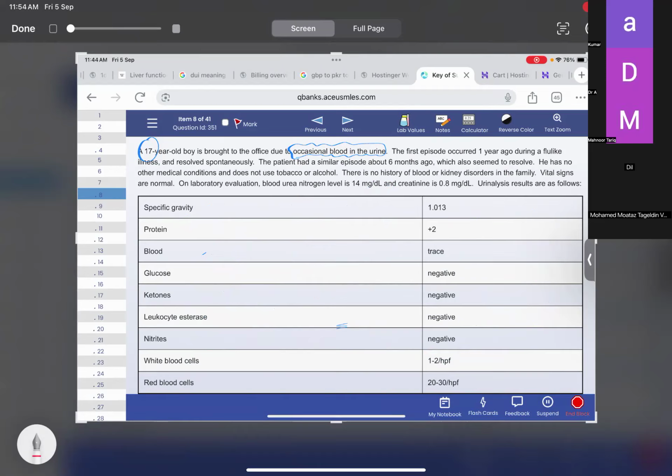We were going through the urinalysis. He is a 17-year-old and he had nephritic range of proteinuria, okay? And the other important thing in IgA nephropathy is that the hematuria will be episodic, okay? This is the most high yield point.